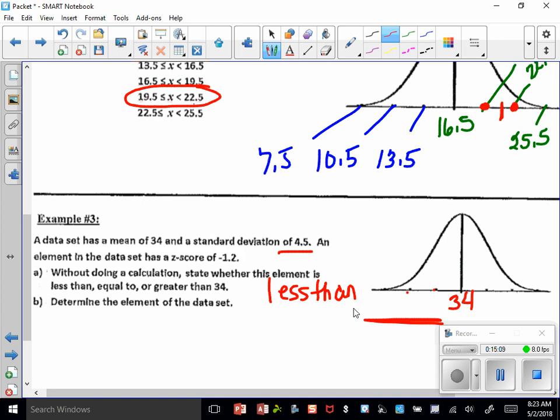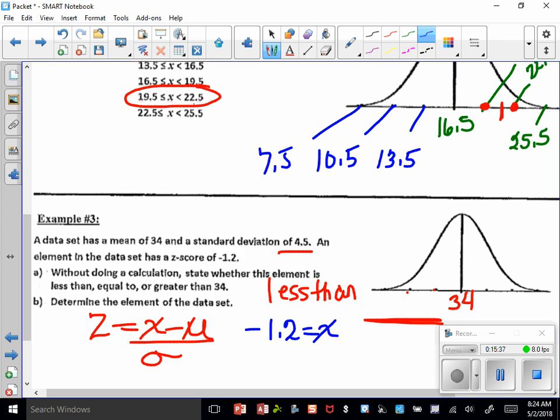Okay. All right, so now it says determine what that number would be. So this is where we're going to use our z-score formula. Everybody write down the formula, x minus mu divided by the standard deviation. So we're going to put in all the numbers that we know, and we're going to actually be solving for x. Okay, we know the z-score. What did they tell you the z-score is? Negative 1.2. We don't know x, so we're going to leave it as x. We do know the mean. What is the mean? 34. And we do know the standard deviation of 4.5.